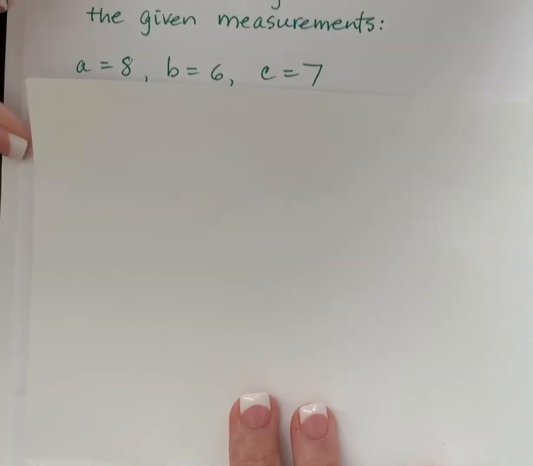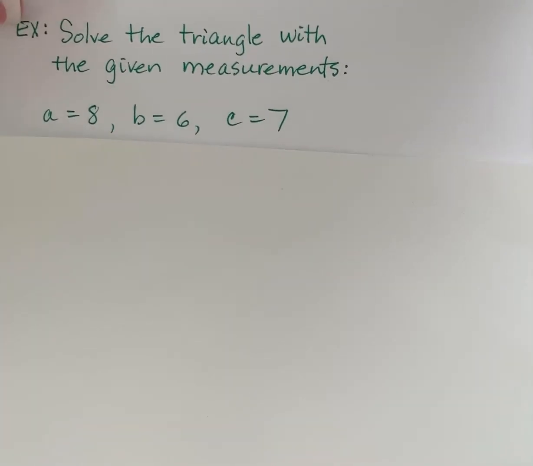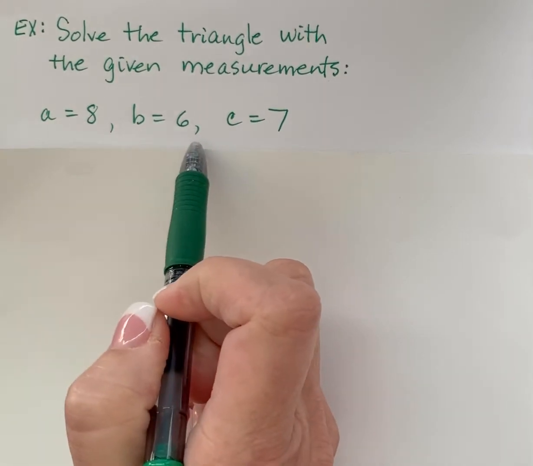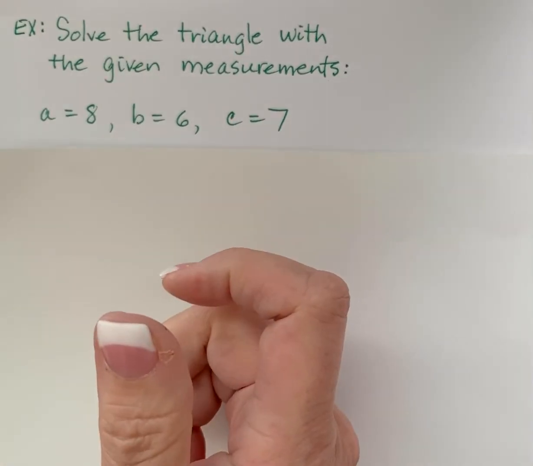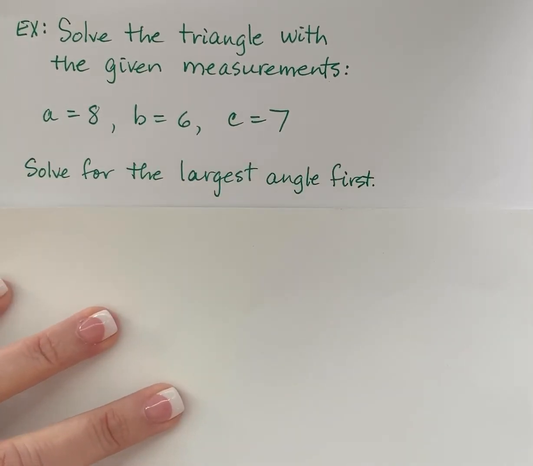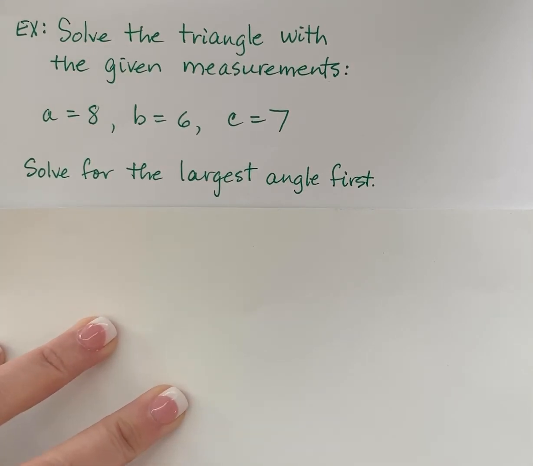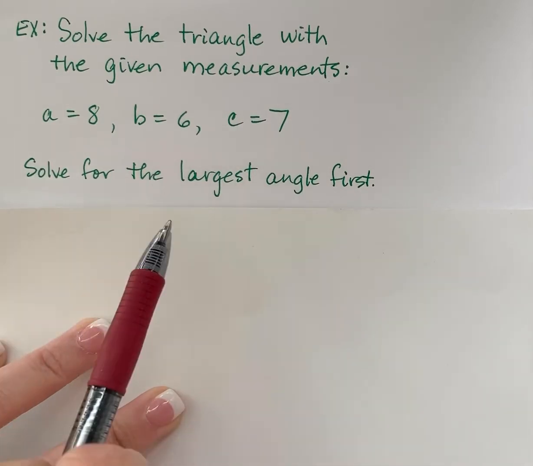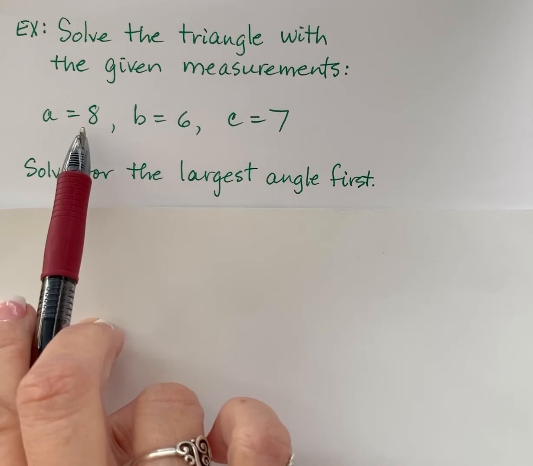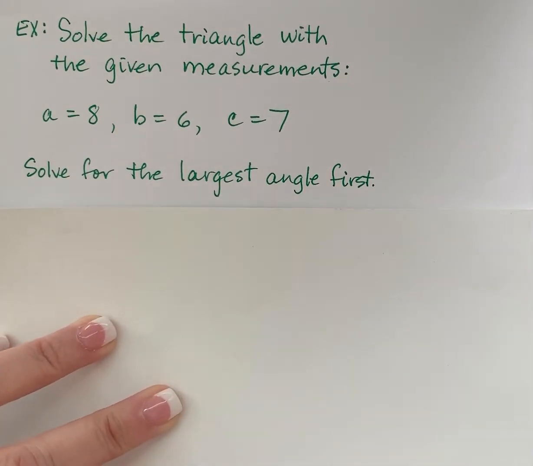So, for example, let's say that you need to solve the triangle with the given side measurements. A measures 8 units, B measures 6 units, and C measures 7 units. The ruling wisdom is to solve for the largest angle first. If the triangle is going to have an obtuse angle, it will be the largest one. So the largest angle is opposite the longest side, and if you look over these side lengths, 8 is the longest side. So angle A is the largest angle.